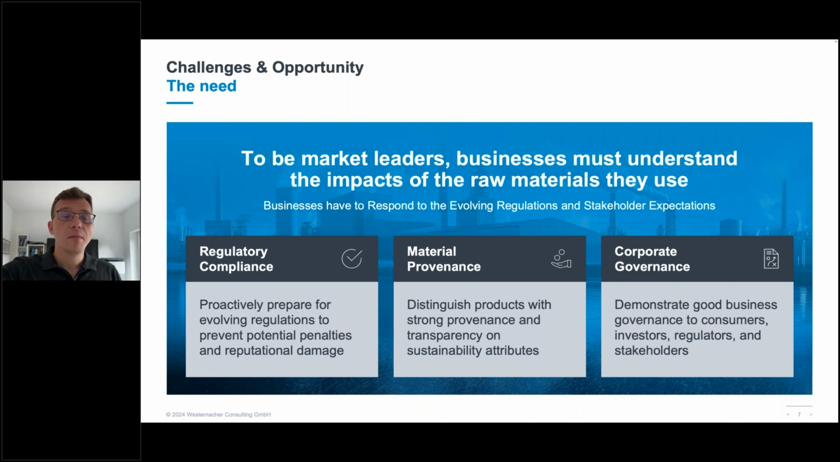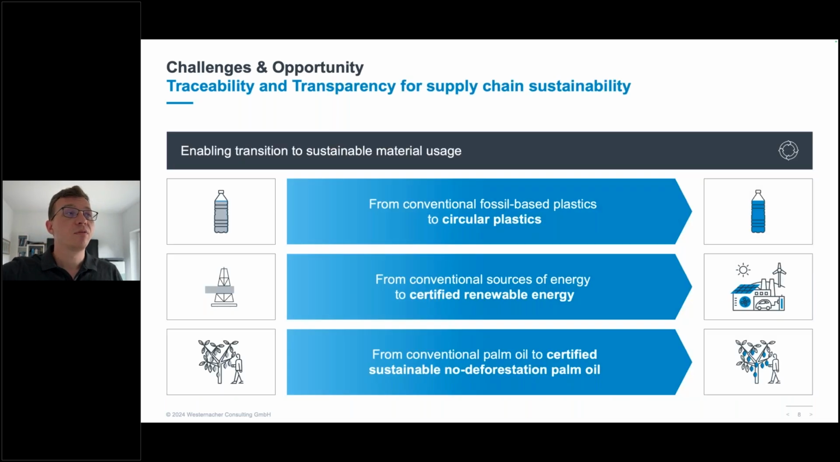If we now make a bridge to what this means for my supply chain, we certainly need to see that the supply chain so far did not offer that much transparency with regards to sustainability.